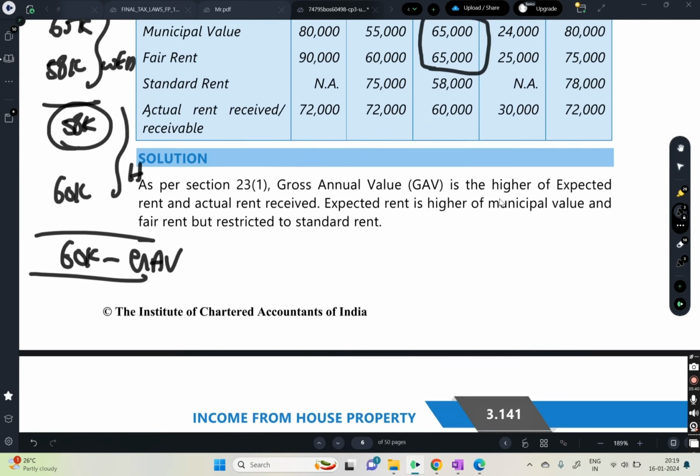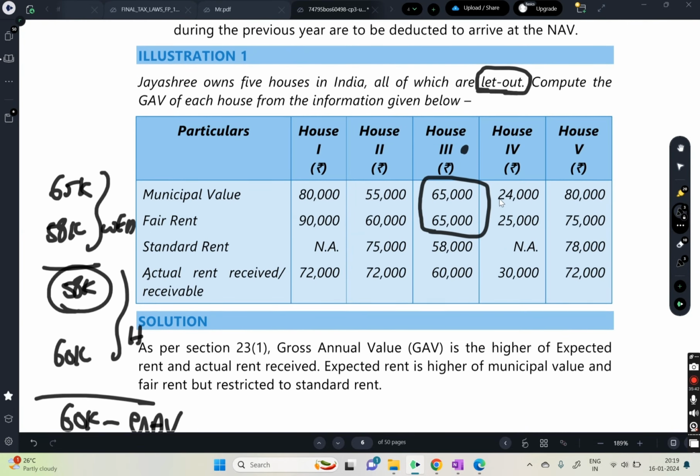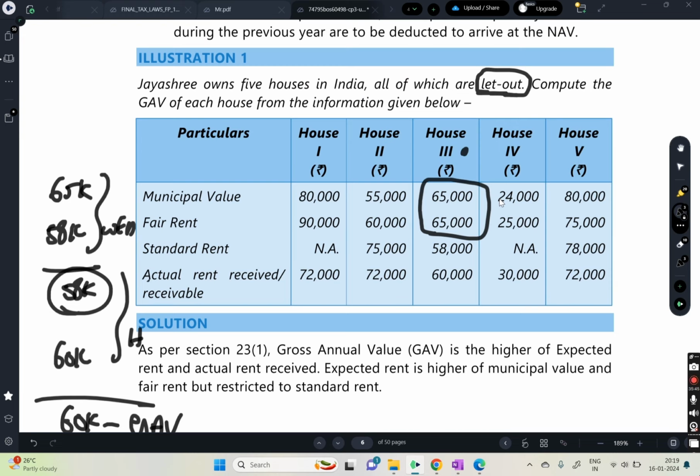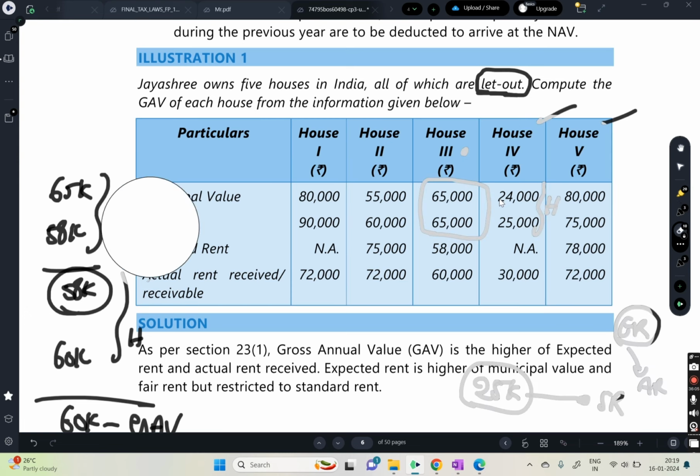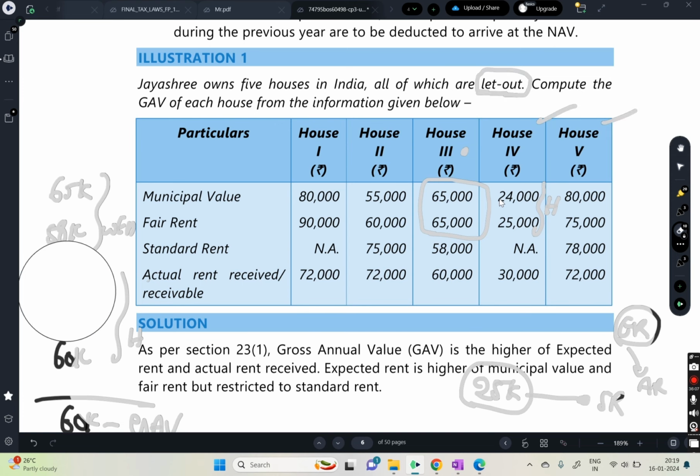So you get how we find out GAV, right? It's the same for 4 and 5 also. First we take whichever is higher, then we get one figure. Here the figure is 25,000. You compare it with the standard rent, then you get expected rent, then you compare it with the actual rent, and you get the GAV. Okay, Robin, you tell for the 5.